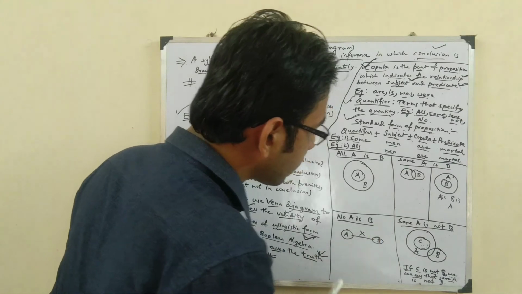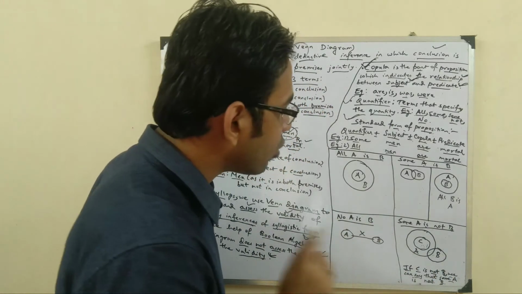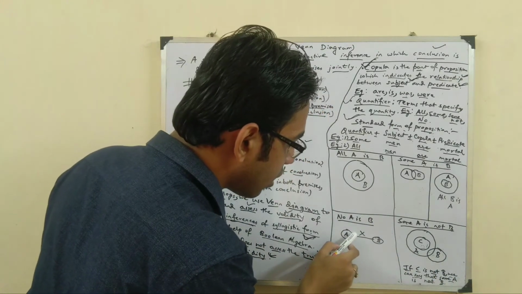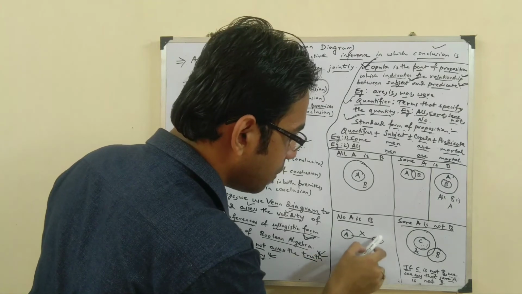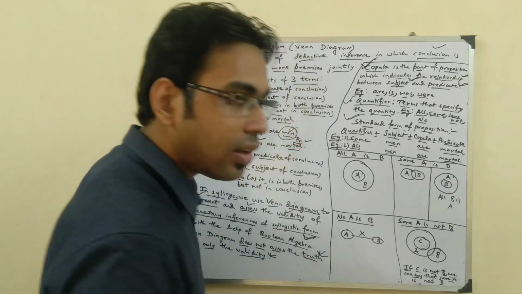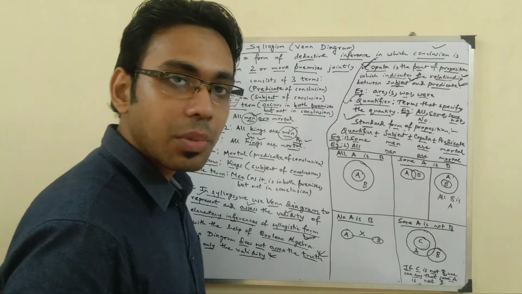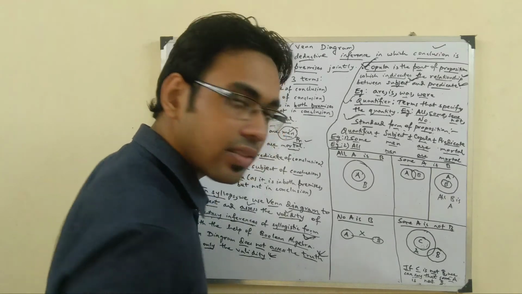Now, the next diagram. No A is B. No A is B means A and B have no relationship. So we can draw a circle A and a circle B, and we can just give a cross sign because they have no relationship between them. Okay, so we are drawing them separate.